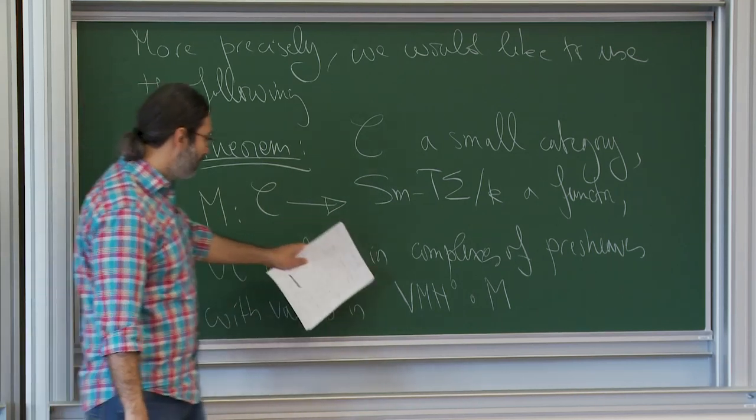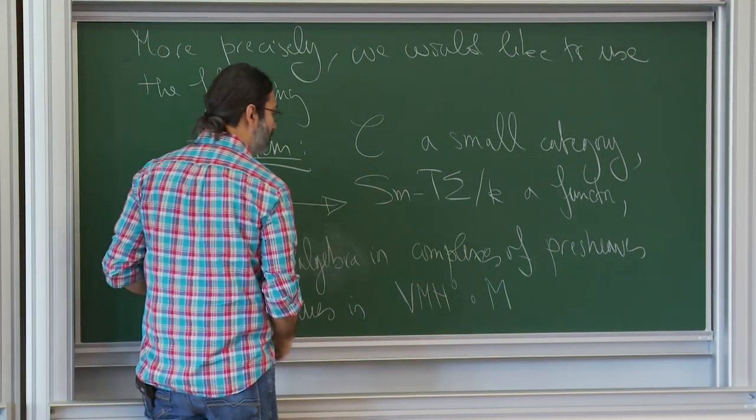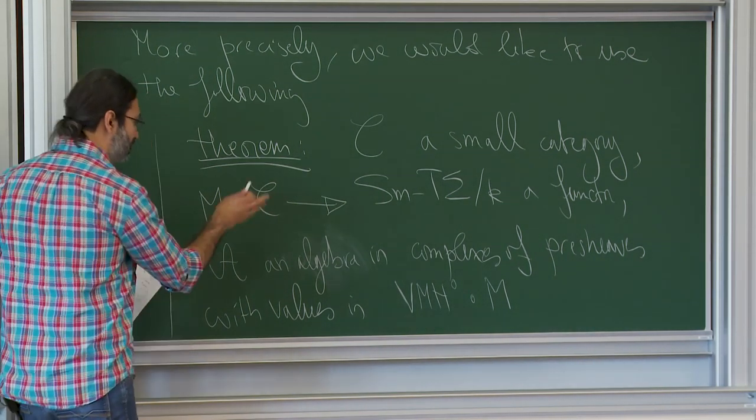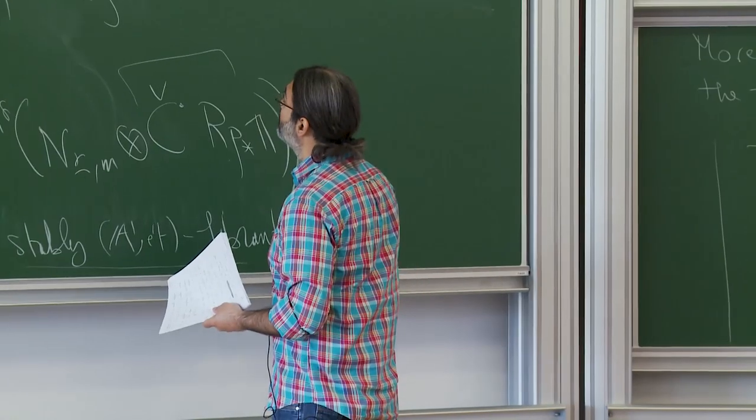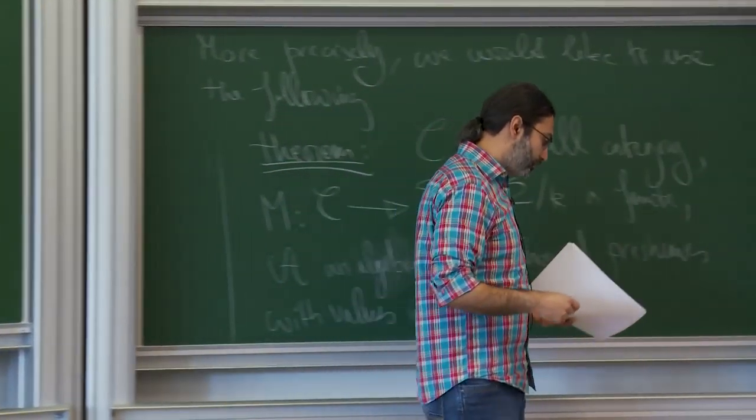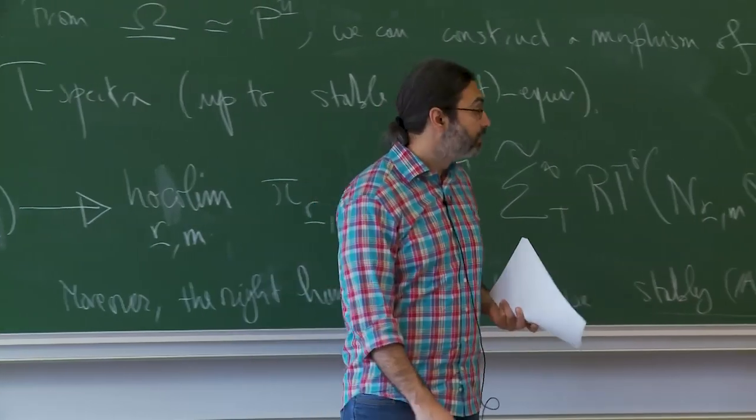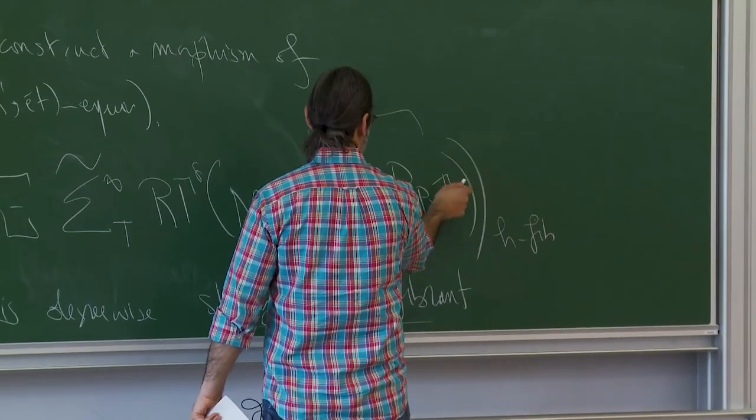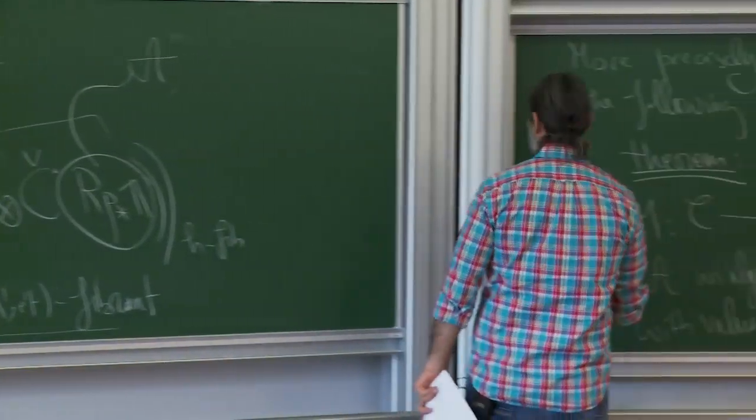Okay, so remember, we have a functor VMH0 that goes to categories. I compose this functor with M, I get a functor from C to categories, and I want A to be an algebra in complexes of presheaves with values in this functor. So this is the setting. Of course, I have in mind C is probably the category of the ℓ-adic construction on the functor flags from stratified schemes over E bar R plus M. So for A, I have in mind this guy here. So this is my A, and I would like to apply this theorem to this A.